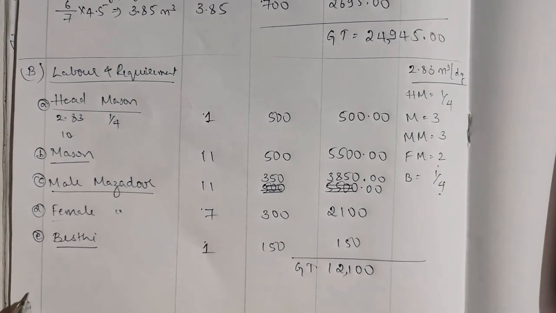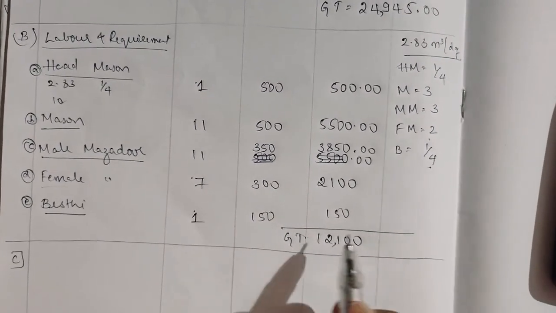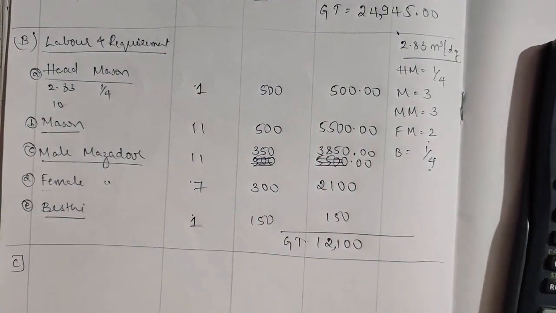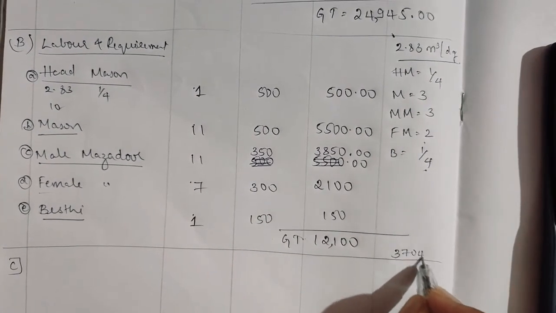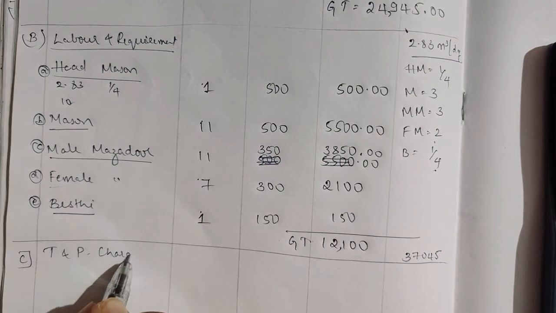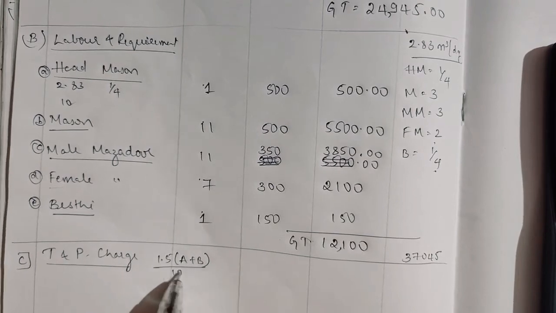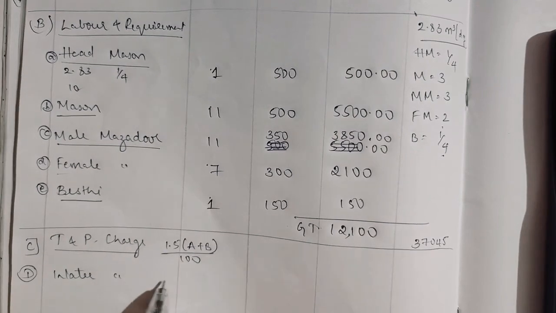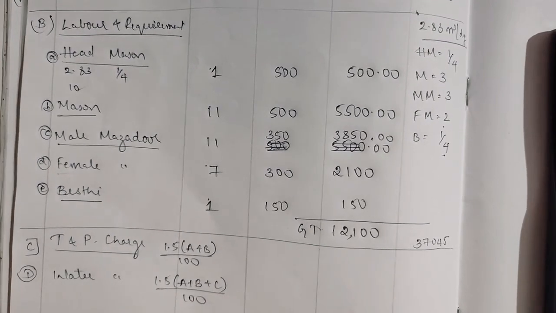So I get 12100. Okay. Now item number C, that is tools and plants. Before tools and plants, I'll add these both because it will be easy for us. 24945 plus 12100 will be 37045. Okay, so tools and plant charge is 1.5% of A plus B divided by 100. Next is water charge, 1.5 of A plus B plus C divided by 100.